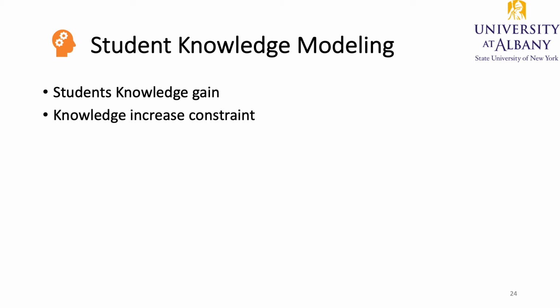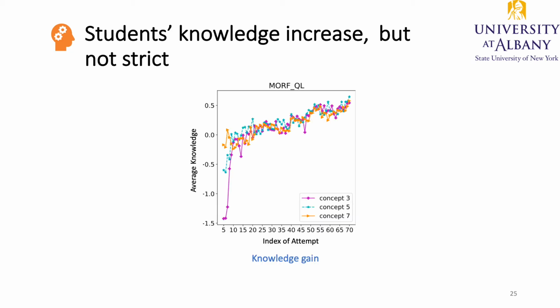Now, we focus on the second set of our experiments to evaluate our student knowledge modeling. We first check how our model captures students' knowledge gain. Then, we see the effect of knowledge increase constraint on the discovered knowledge gain trends.